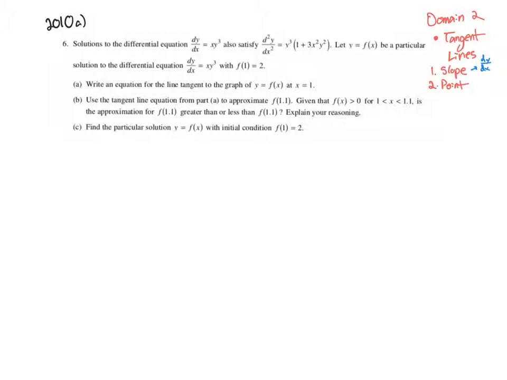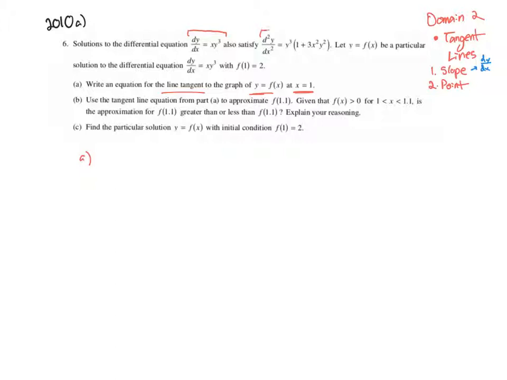All right, so let's do this. So Part A wants us to write an equation for the tangent line to the graph of f of x at x equals 1, or y equals f of x. So we're given a few things up here. We've got one differential equation up there. The derivative, dy dx, is x times y cubed.